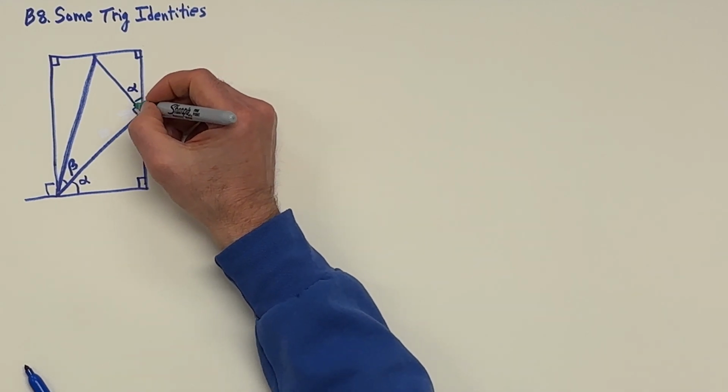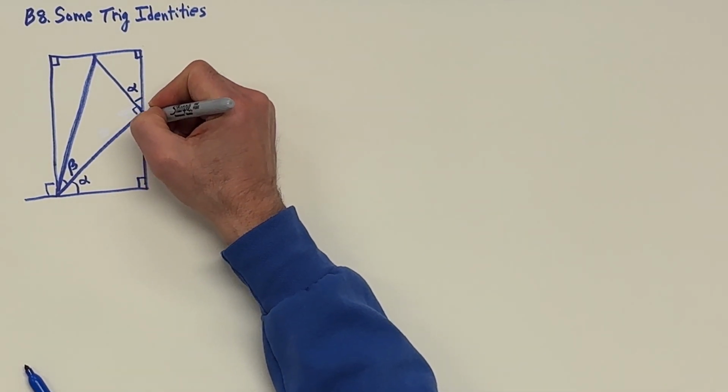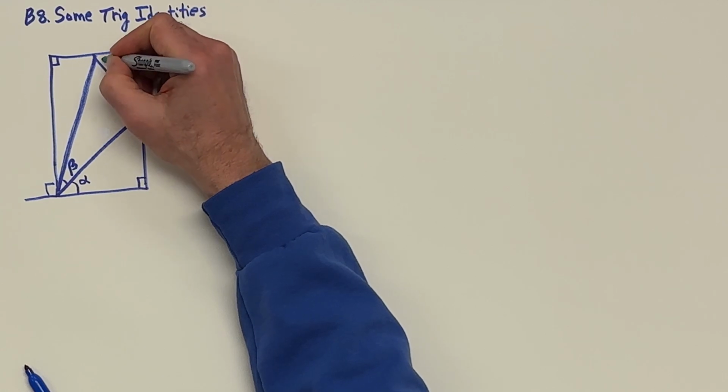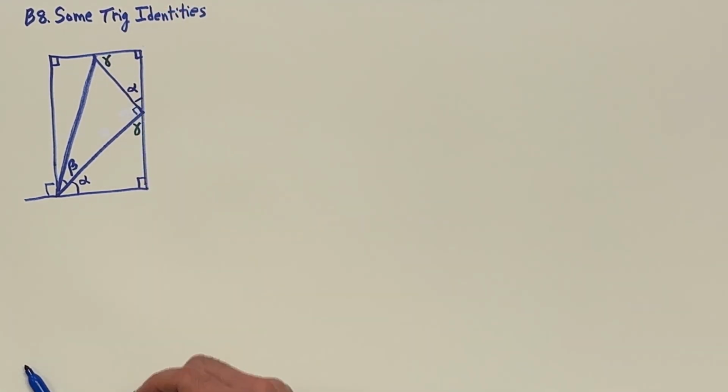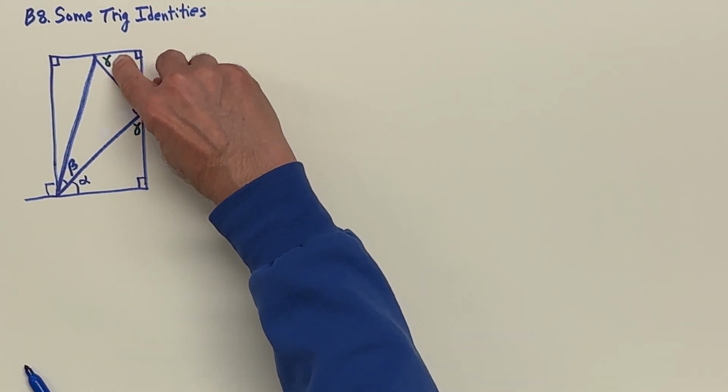Now since the alpha and the gamma gives you 90, and that's a right angle there, this has to be also up there. But we're going to focus on alpha and beta. This has to be gamma. This has to be gamma up there.